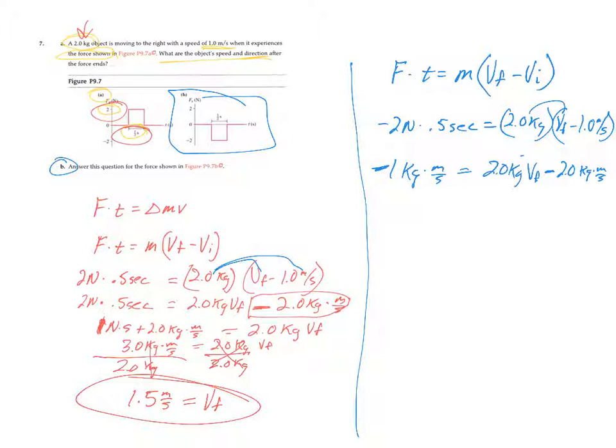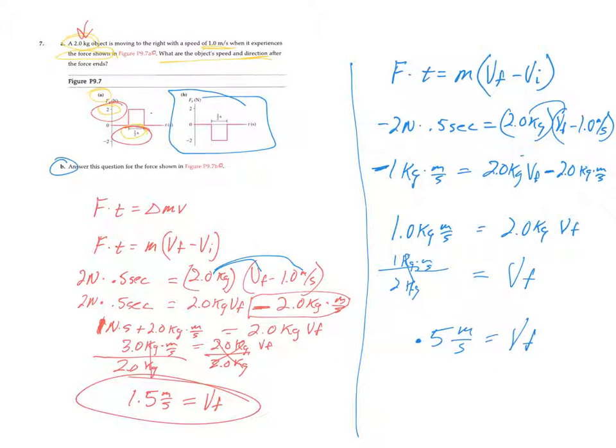Negative 2 plus 2 is 0, and the right side is 2 plus a minus 1, which is 1 kg m/s. See how these signs are going to mess with things? It's just a push and a pull when you look at these forces: one's pushing it faster, one's slowing it down. So now I have 1 kg m/s over 2 kg, bye-bye kg. 1 over 2 is half. 1/2 meter per second equals VF. That was fun. Bye-bye.